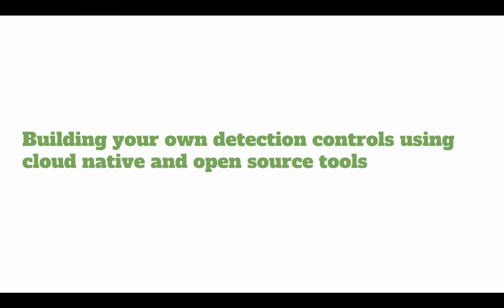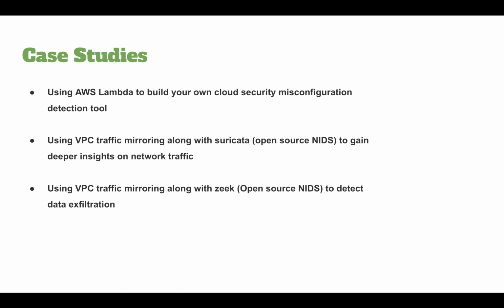Moving ahead, so today we're going to talk about how you can build your own detection controls using cloud native and open source tools. And I'll be taking you through a series of case studies that we have faced in our organization, and how we built the tools in-house. So these are the three case studies we'll be talking about. The first is regarding how you can use AWS cloud native services such as Lambda to build your own cloud security misconfiguration detection tool.